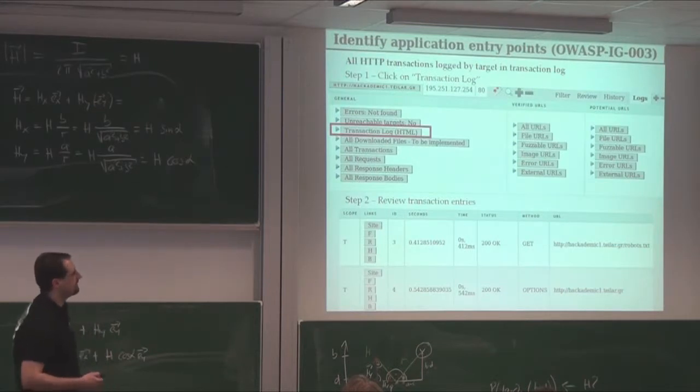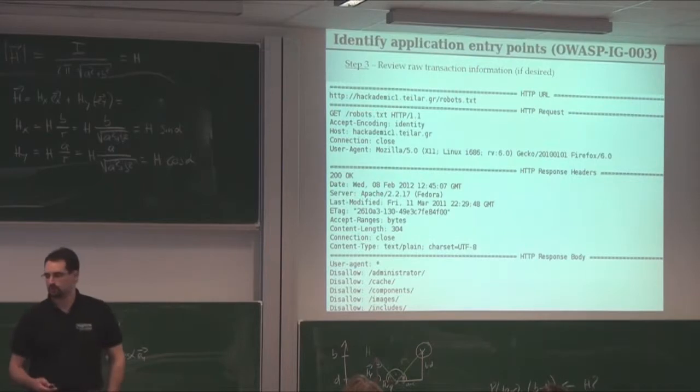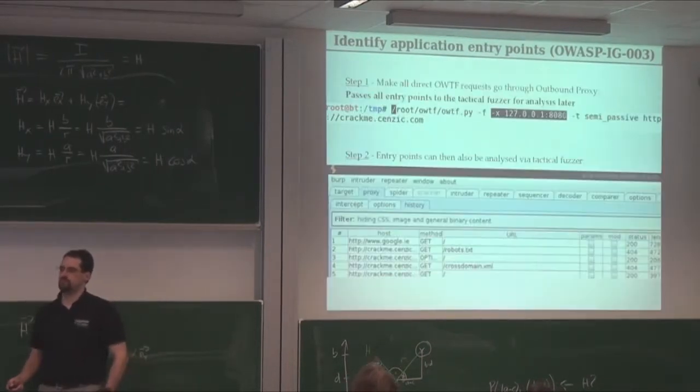So that's more or less how that looks. And this is an example raw transaction. So that's how that looks when you click on the F to view the full transaction.